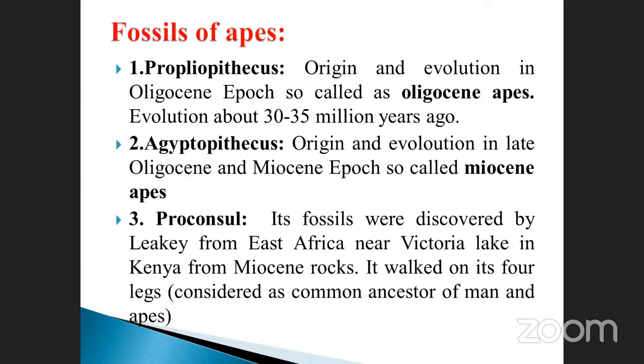And Proconsul. Its fossils were discovered by Leakey from East Africa near Lake Victoria in Kenya from Miocene rocks. Miocene rocks means this time, after the Oligocene. One of the rocks was also identified in this area. This is very, very important. After Africa, near Lake Victoria. It walked on its 4 legs, considered a common ancestor of man and apes. We are all walking on 2 legs, isn't it? Okay. Our ancestor, 4 legs. That is the difference.